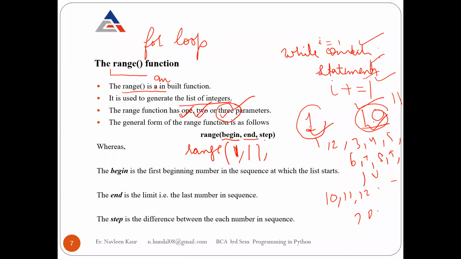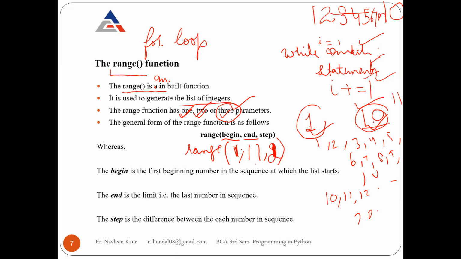And then the step. What is the step? Step means the jump. If I mention the step 1, it means it will increment by 1. So start from 1, and 11 says go till 10, and increment it by 1. Increment it by 1 means after 1, 2, after 2, 3, after 3, 4 will be printed, 5, 6, 7, 8, and 9. If I change the step to 2, what will happen?